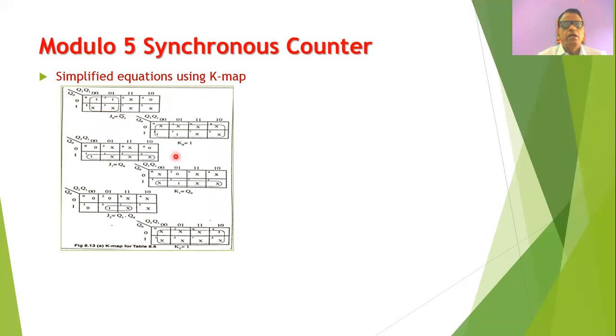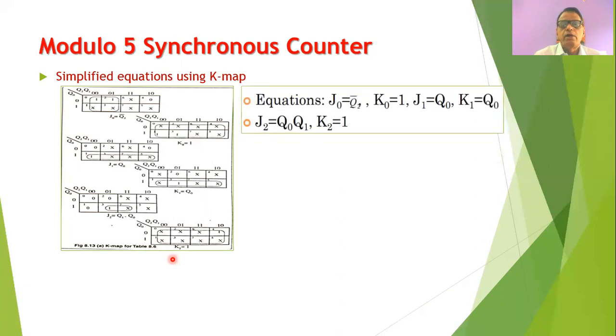And similarly, you can obtain an expression K0 is equal to 1, then J1 is equal to Q0 and K1 is equal to Q0, and J2 is equal to Q1 into Q0 and K2 is equal to 1. So by making use of the Karnaugh map, we can obtain the equations for J0, K0, J1, K1, J2 and K2. So these are our equations.